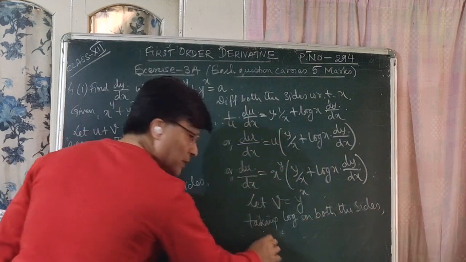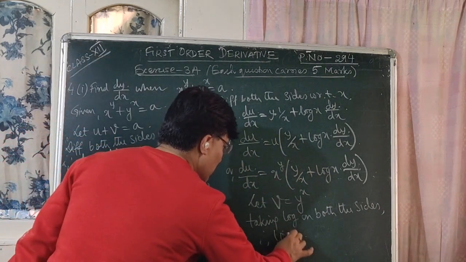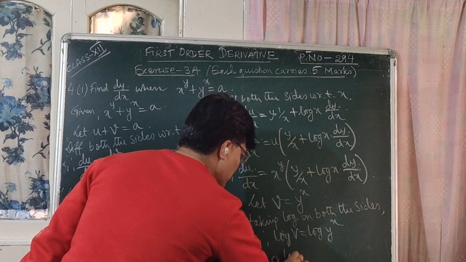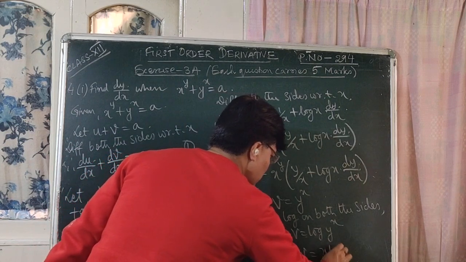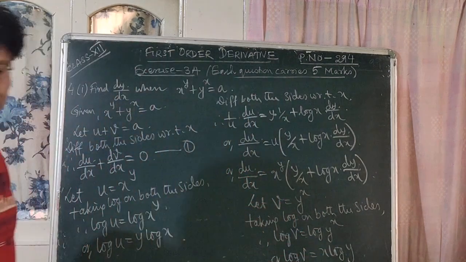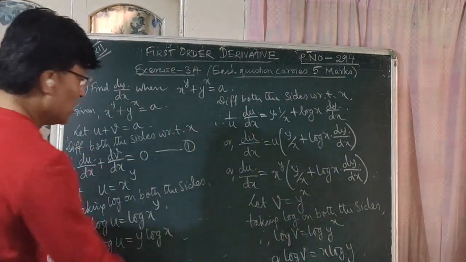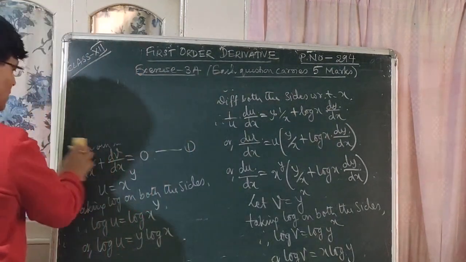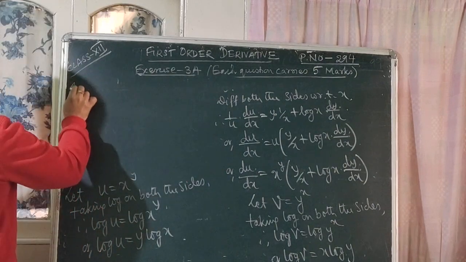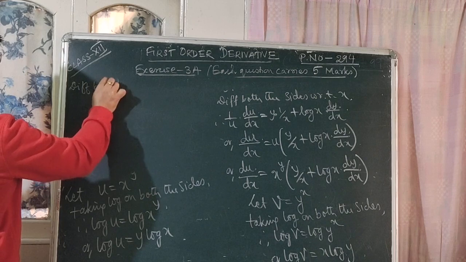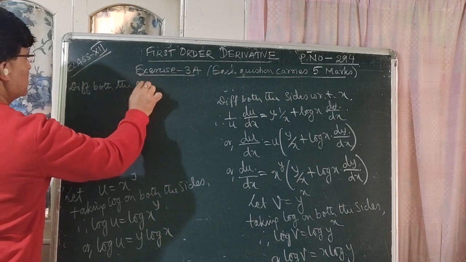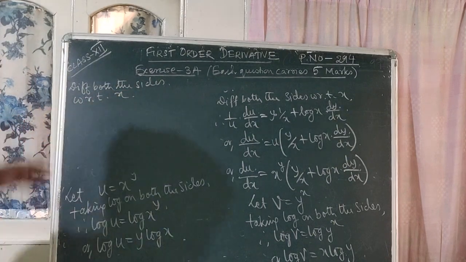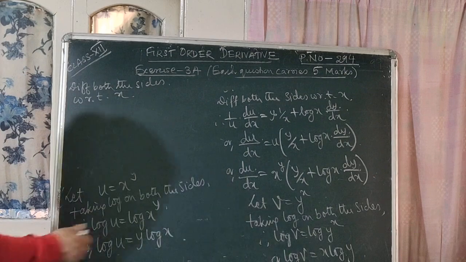So what do we get? That is log v is equal to log y to the power x, or log v is equal to, this is x log y. Is that clear? Now you can differentiate both the sides with respect to x now. Differentiating both the sides with respect to x, what do we get?